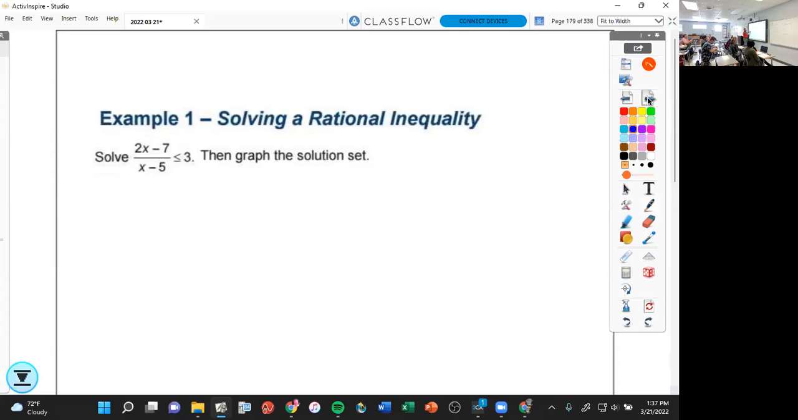So I'm going to solve the related equation. I'm not going to solve this inequality, I'm going to solve the related equation. Subtracting 3 from both sides gives me (2x minus 7) over (x minus 5) minus 3 is equal to 0. Is that general form? Yes, I've got it set to 0. How do I solve it? How do I combine (2x minus 7) over (x minus 5) and a negative 3?